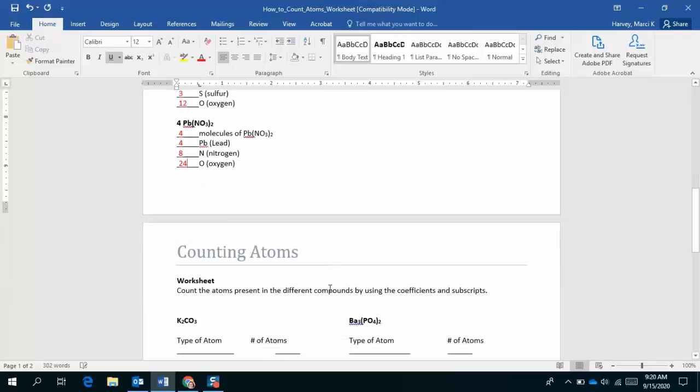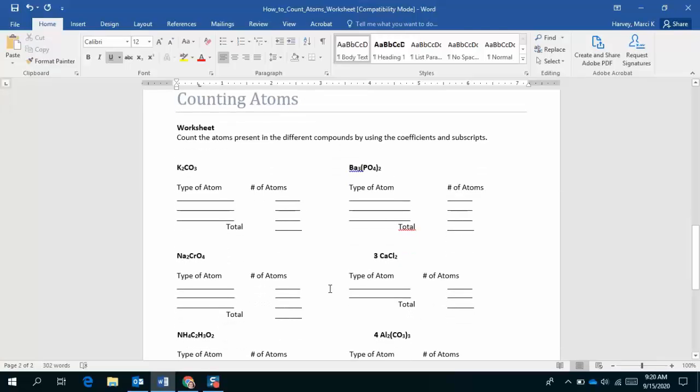The next section on this worksheet is a set of problems for you to practice. Good luck!